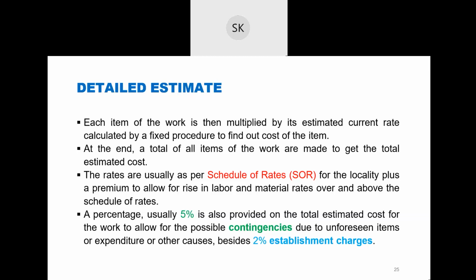Now, usually 5% is also provided on the total estimated cost for the work to allow for possible contingency. Suppose your cost came up to 5 crore rupees. Then you add 5% of 5 crore to the total amount. Let me give you an example. If the total cost from the estimation is, suppose, 5 crore, for contingency you have to take 5% of 5 crore.